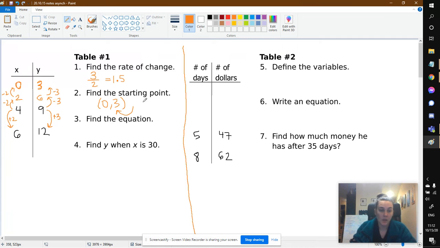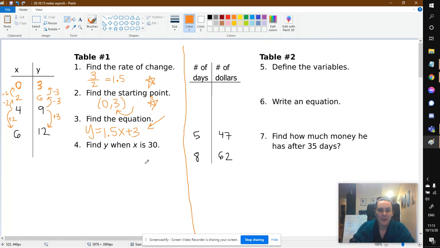All right. If this didn't match up perfectly, instead of going down 2 and down 3, I would go down 1 and down 1.5, because this is my number that I go down if I'm only going down by 1 for the x. Find the equation. We've got y equals 1.5x plus 3. I just stole this number and I stole this number and I put it into an equation.